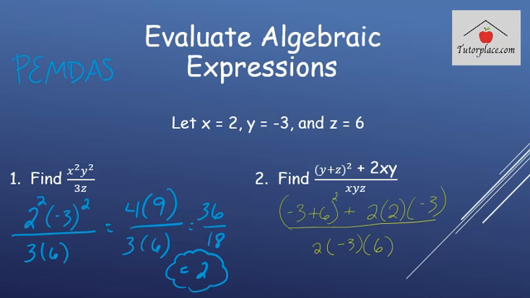Alright, I'm going to probably go up here to the side on this. So negative 3 plus 6 is 3. So I'm going to have 3 squared plus 2 times 2 is 4 times negative 3 is negative 12 over, and on the bottom we're going to end up with negative 6 times 6, which is negative 36. Okay, draw a line, that's not a division bar, just a separation bar.